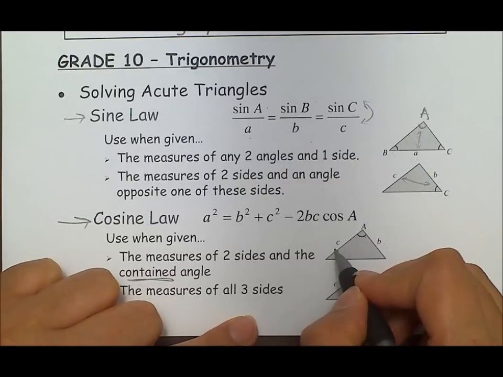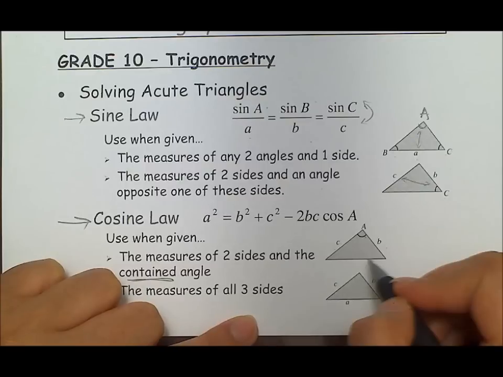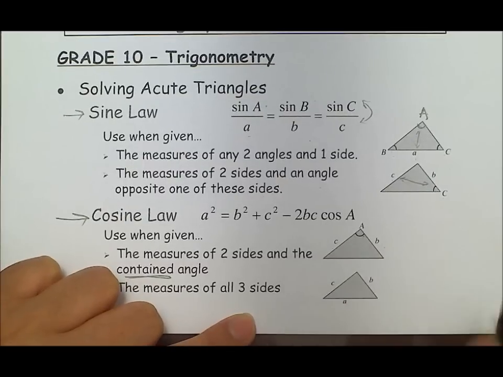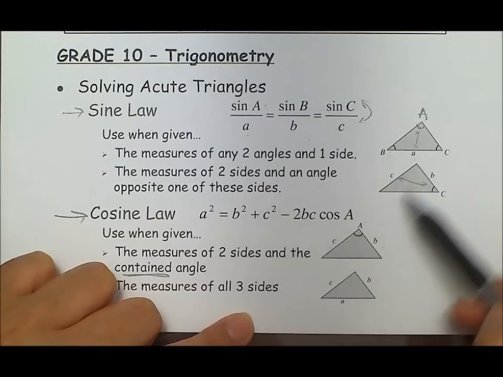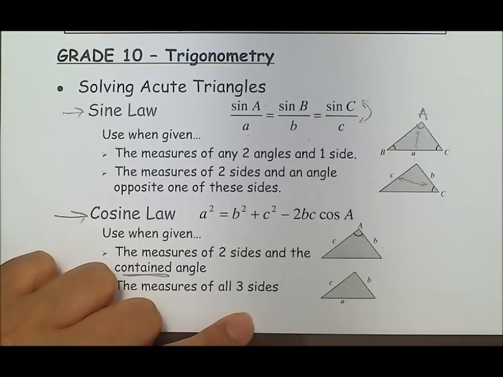Okay? We cannot use the sine law, and that's because there's no way for us to get a complete pair. And so instead we have to use the cosine law to help start us off, and then maybe we can go back to the sine law to help us finish it off.